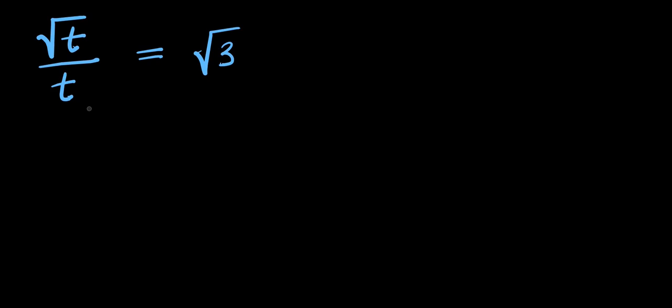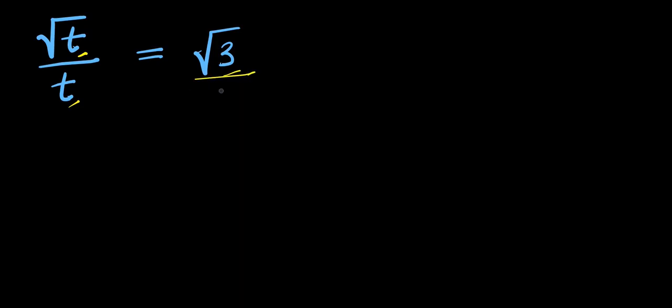Hello, how to solve this radical problem? This is square root of t divided by t equals square root of 3. We are solving for all values of t that satisfy this equation. Now, we are going to use two different methods. So let's start with the first method.